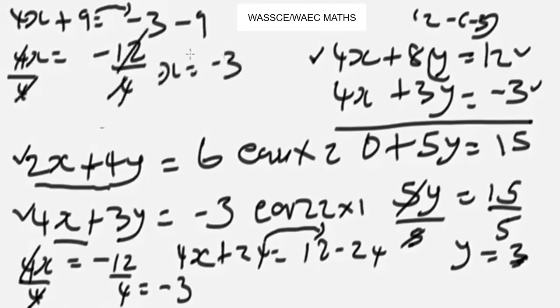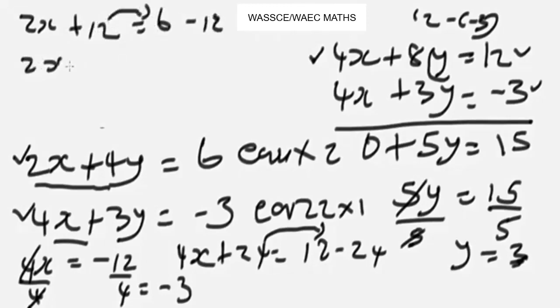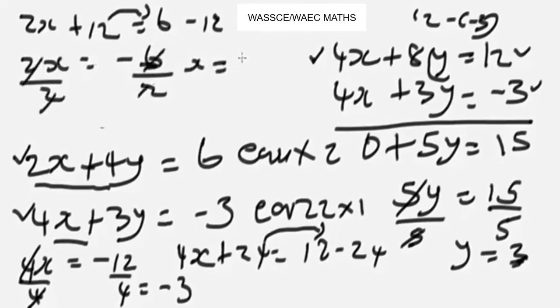-3. Alright, now let's take the first equation. Let's write it up. For the first equation, we have 2x plus 4y equals 6. So when you plug in the value of y, you're going to have 2x plus 4 times 3, which gives us 12, equals 6. So this 12 crosses over and changes to negative. We're going to have 2x equals 6 minus 12, which gives us negative 6. Dividing both sides by 2, our x will still be negative 3.